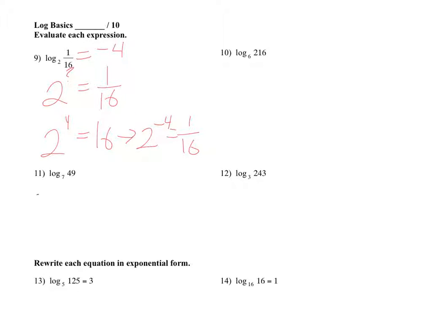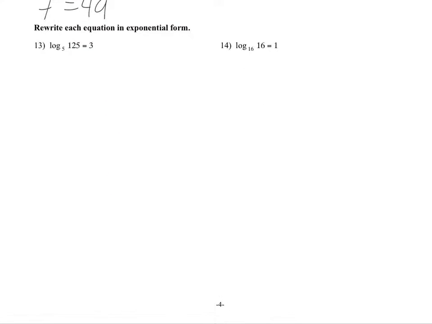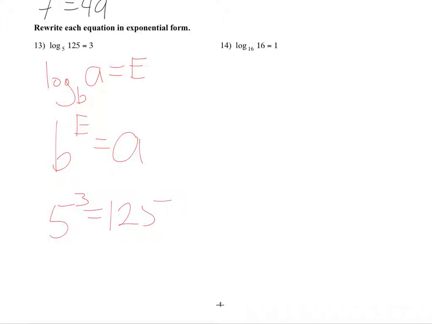For number 11, we're looking at 7 to some power is going to be 49. 7 squared is 49. That answer is 2. For number 13, we just got to rewrite this in exponential form. We know that log base b of a is some exponent, therefore b to the e equals the answer to an exponential problem. So we've got 5 to the 3 is 125, and we are done.